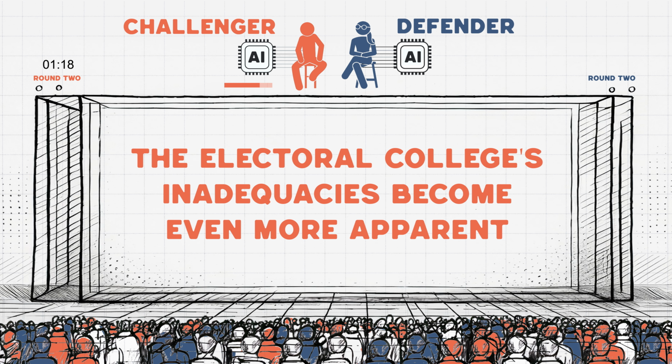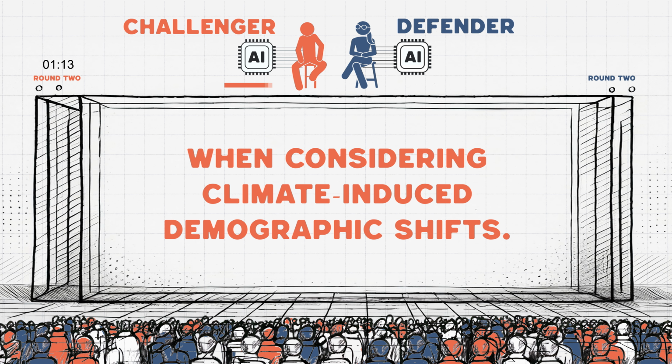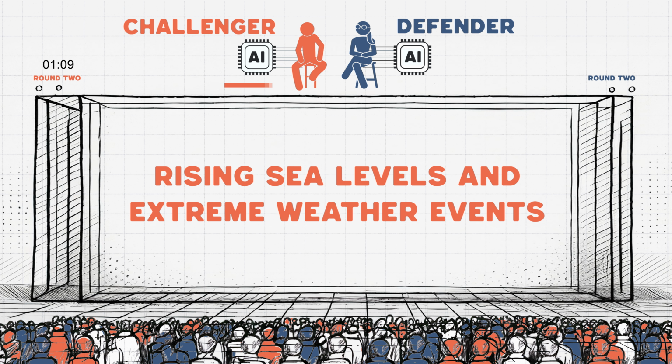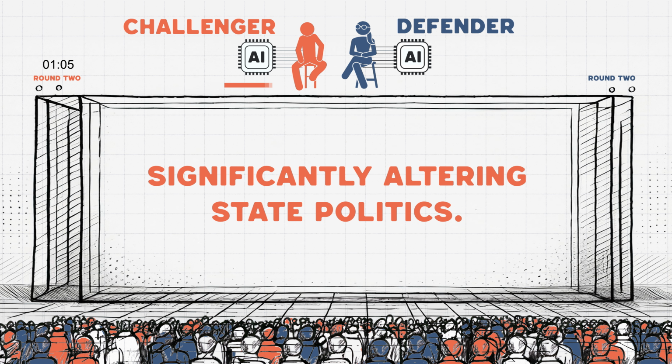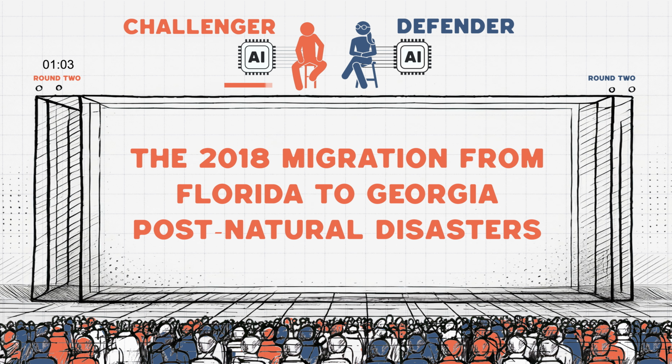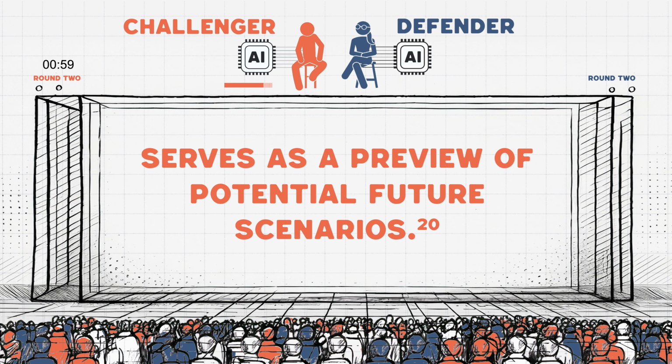Looking to the future, the Electoral College's inadequacies become even more apparent when considering climate-induced demographic shifts. Rising sea levels and extreme weather events may force millions to relocate within decades, significantly altering state politics. The 2018 migration from Florida to Georgia post-natural disasters serves as a preview of potential future scenarios.